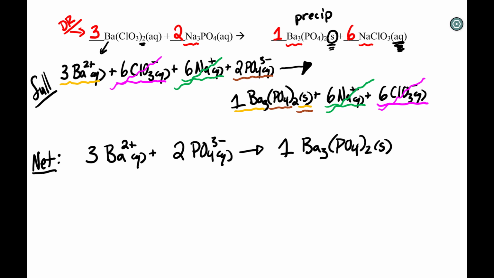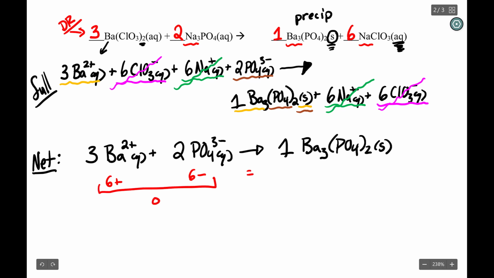and we got to use the coefficients and the charges. So 3 times 2+ is 6+. 2 times 3- is 6-. So this is a grand total of 0 on the left. Then I've got 1 times no charge. There's no charge written up there. So that's no charge. So this totals 0. 0 is equal to 0, and I know that this has been balanced correctly.